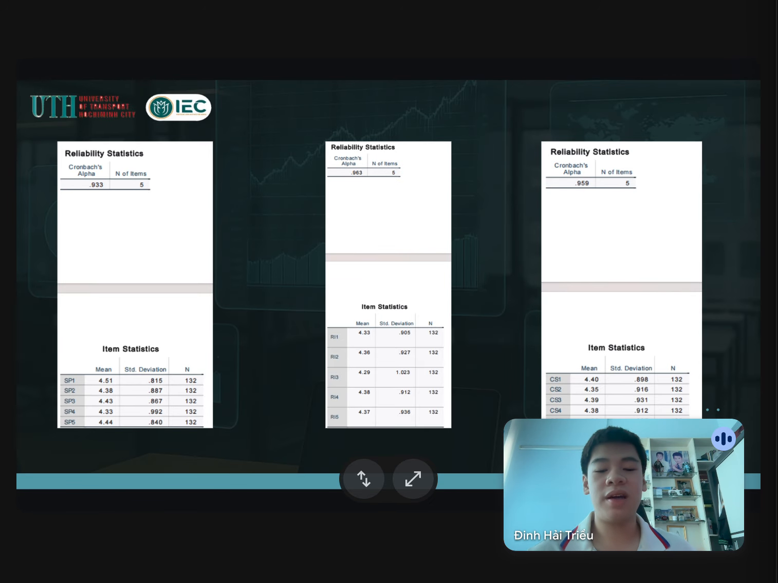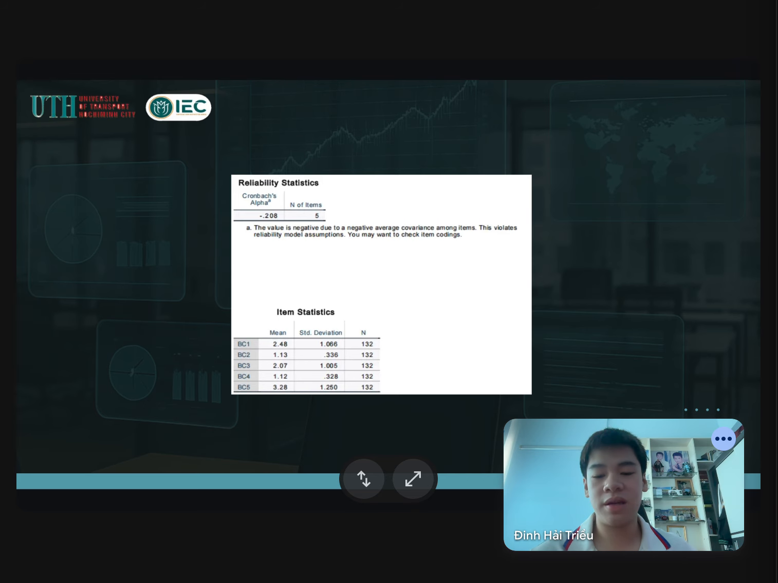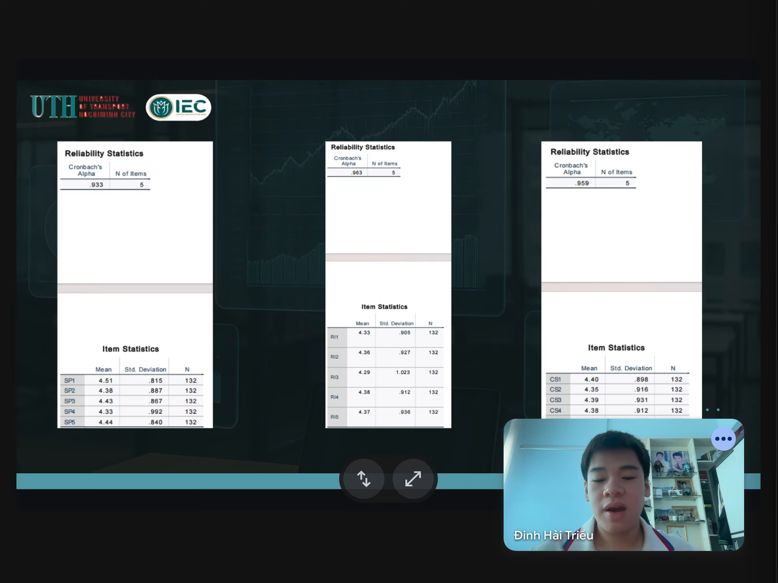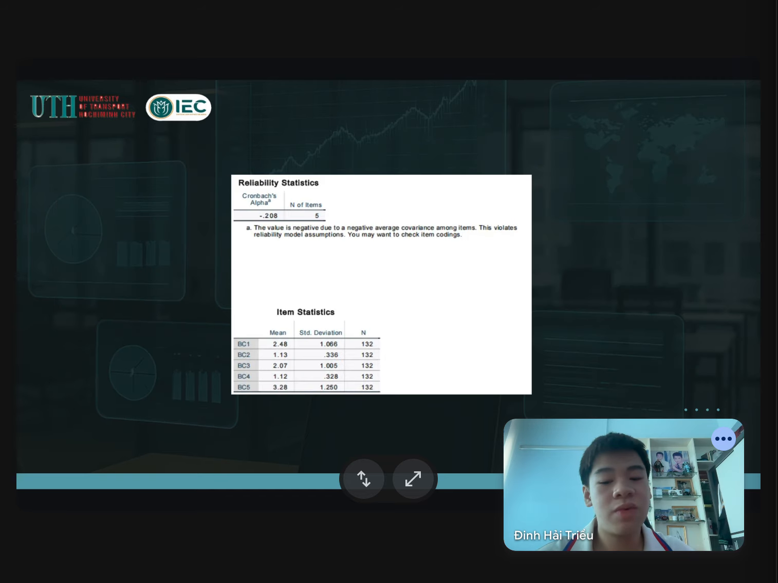Another indicator is the corrected item-total correlation. Most items have values well above 0.3, showing that each question contributes positively to its corresponding construct. There is no need to remove any of these items because deleting them would not significantly improve reliability. However, there's one exception.